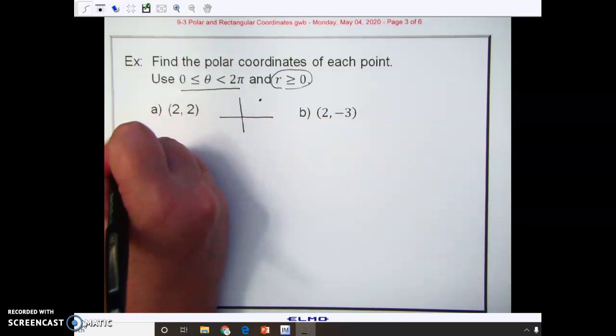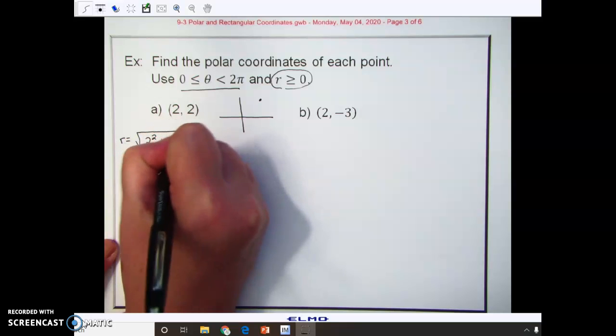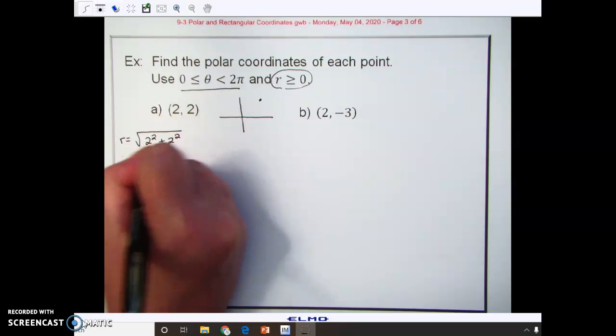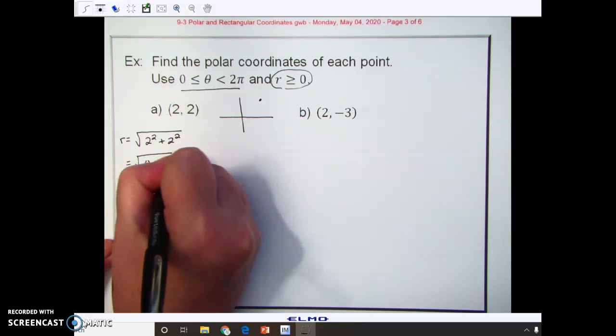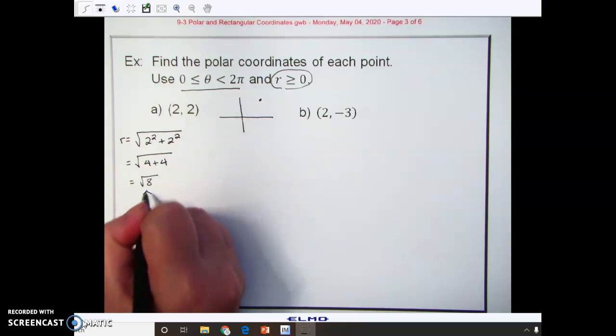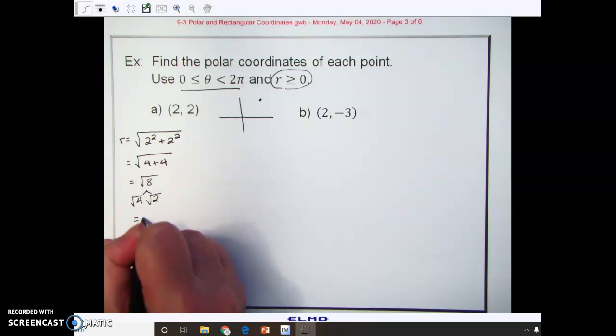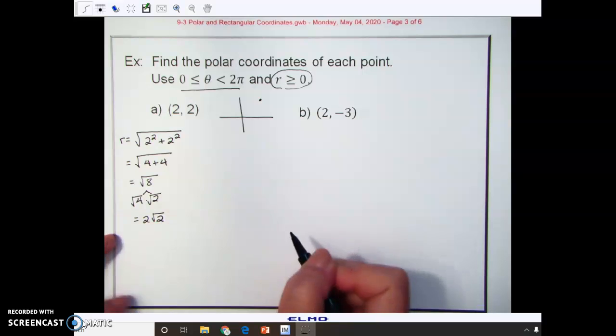So we said that R was going to be the square root of 2 squared plus 2 squared. So we get the square root of 4 plus 4, which is the square root of 8. And 8 is 4 times 2. And so we get R is equal to 2 root 2.